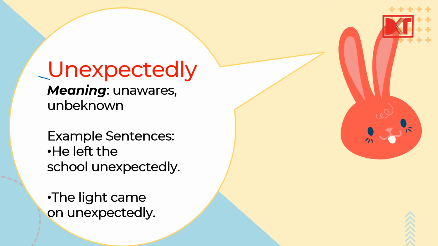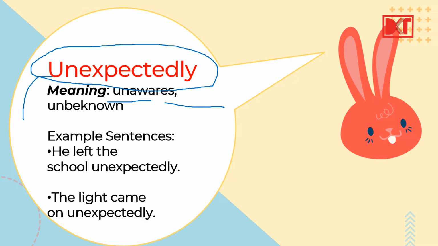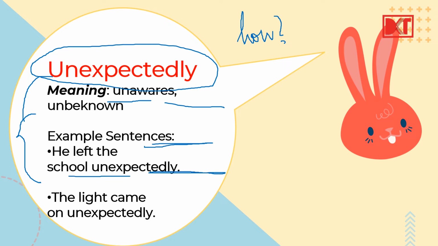So here the word is unexpectedly. The meaning is unaware, unbeknown. जब कुछ ऐसा होता है जो आपने सोचा नहीं होता है, जो अचानक से हो जाता है, we say this happened unexpectedly. How? It answers the question of how. So it is an adverb which answers the question of how. He left the school. How? Unexpectedly. The light came on. How? Unexpectedly. See? So both of them answer the question of how. Both of them are adverbs.